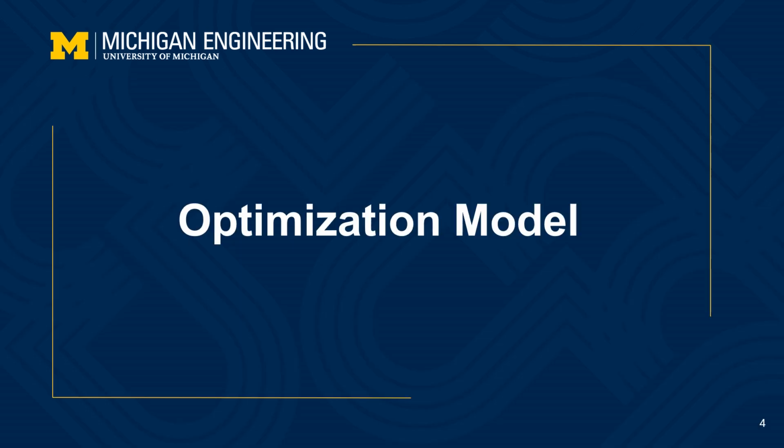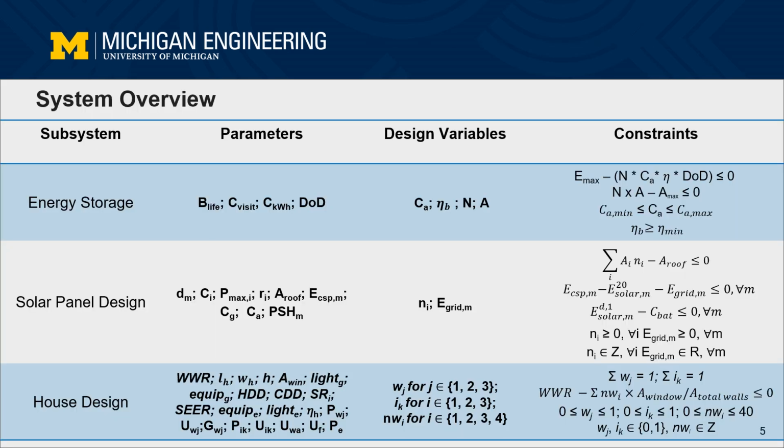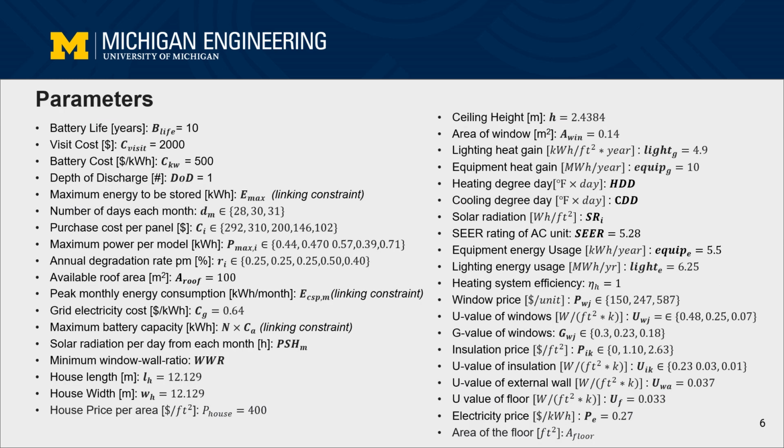So for the optimization model, here's the overview of the three subsystems and their corresponding parameters, design variables, and constraints. For the system level optimization, all the parameters are summarized in this slide with their corresponding description, symbol, value, and units.